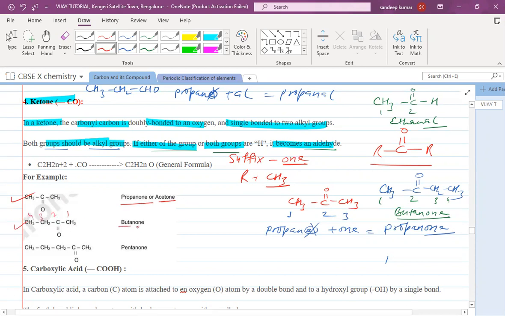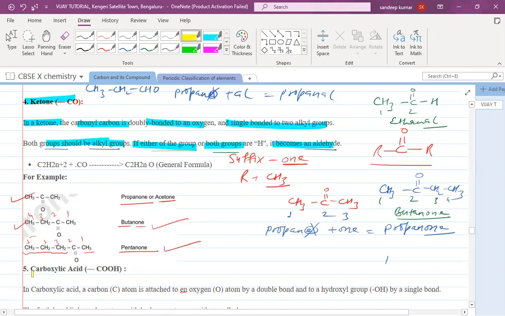So we are using suffix "one". So butanone. Similarly, you see 1, 2, 3, 4, 5. You can see with this CO group, this side is also an alkyl group and this side is also an alkyl group. You have to count the total carbon atoms. That is 5, so pentane. Remove this E and add "one" because of the ketone group. It is pentanone.